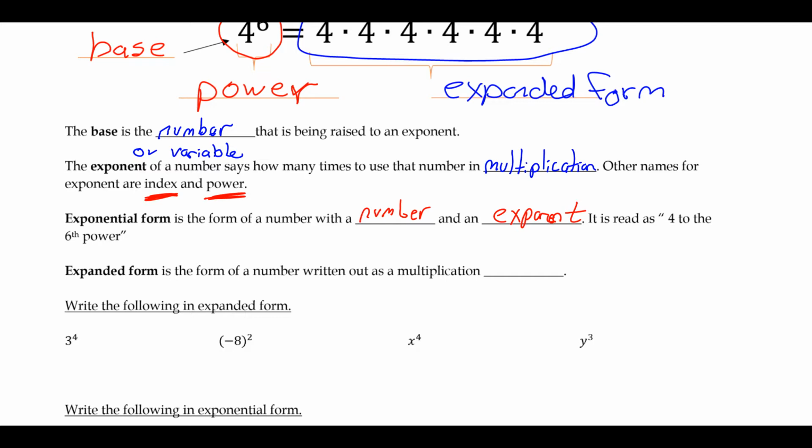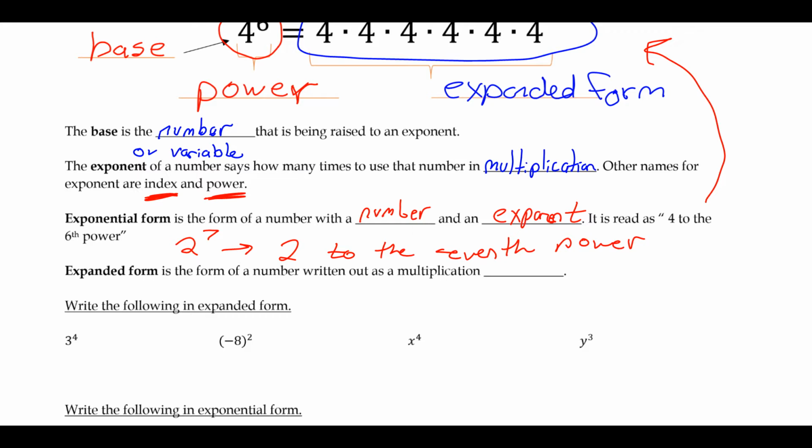And again, our example from above, so you can just kind of draw an arrow up there, is read 4 to the 6th power. Okay, you would say, I don't know, if we were to look at this one, that would be read as 2 to the 7th power. Okay? And then the last thing that we want to focus on is expanded form.